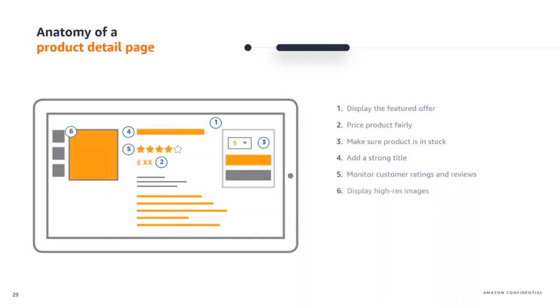And then images are another key part of your detail page. So you want to make sure that you display 4 or more high resolution images that are engaging and zoomable. And then you'll make sure you include multiple bullet points which describe your product's benefits and the key features of your product and any other important element that you think is worth highlighting and important for shoppers to know.